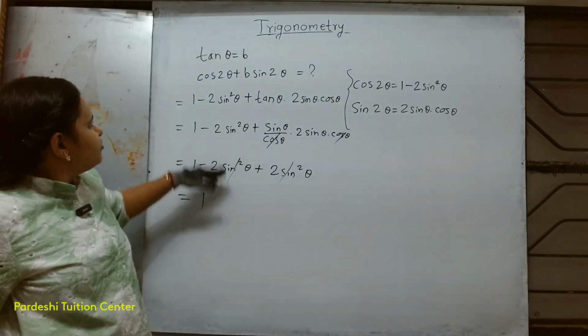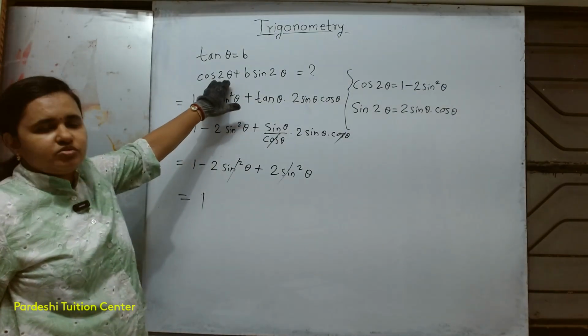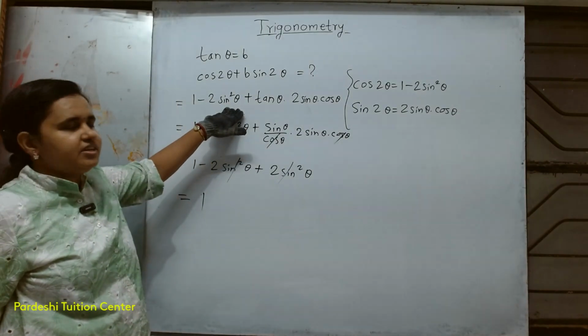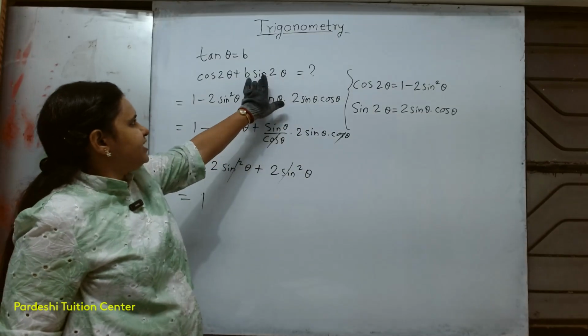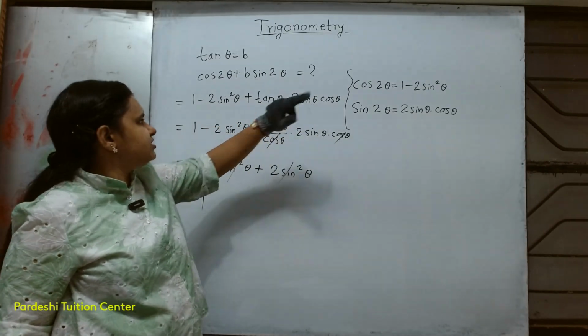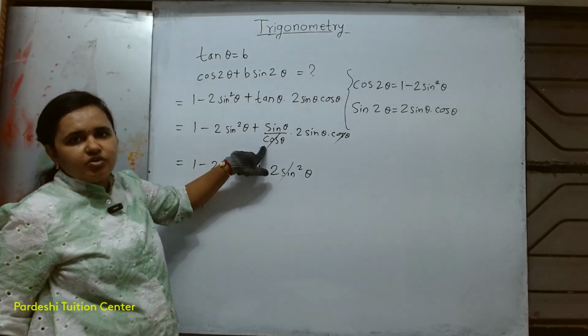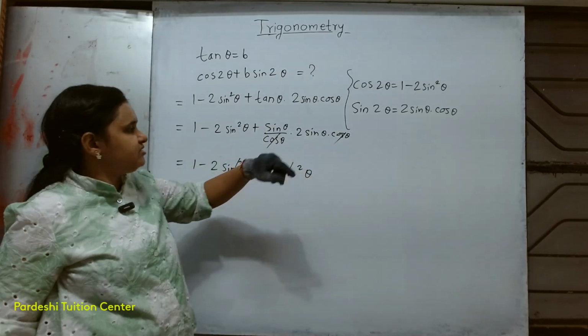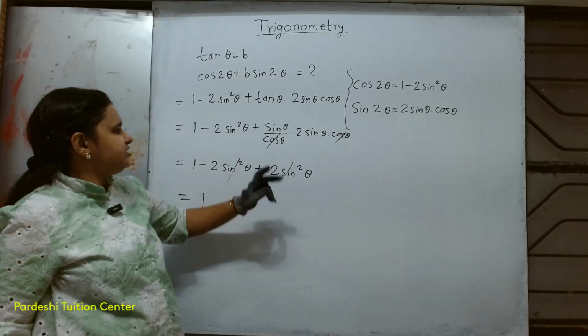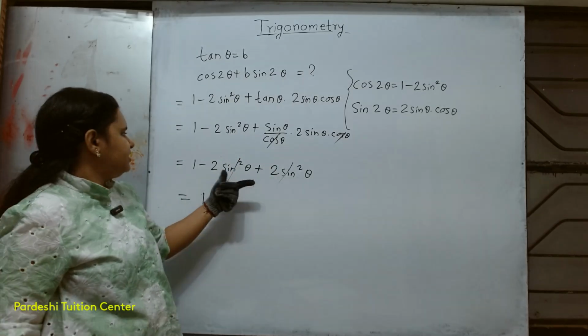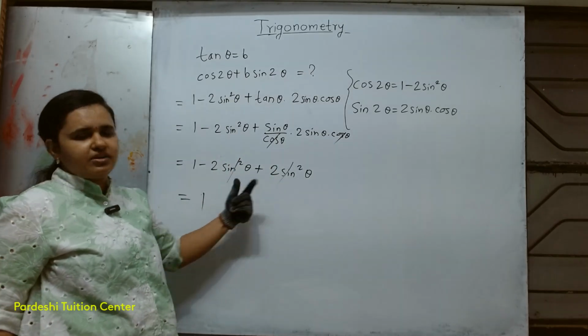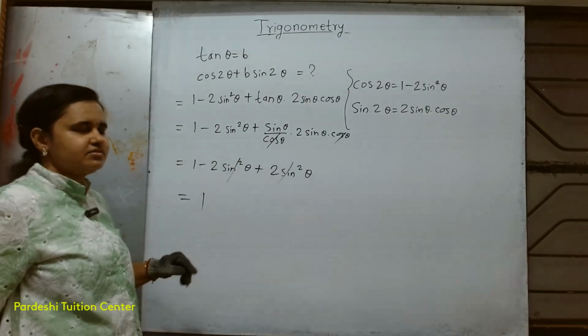Okay. We have just put the formula for cos 2 theta as 1 minus 2 sin square theta. Then tan theta into sin 2 theta is written as 2 sin theta cos theta. Then tan theta is written as sin theta upon cos theta. Cos theta will get cancelled, and 2 sin theta into sin theta is 2 sin square theta, and again this will be equal to 0 and remaining is 1. Okay.